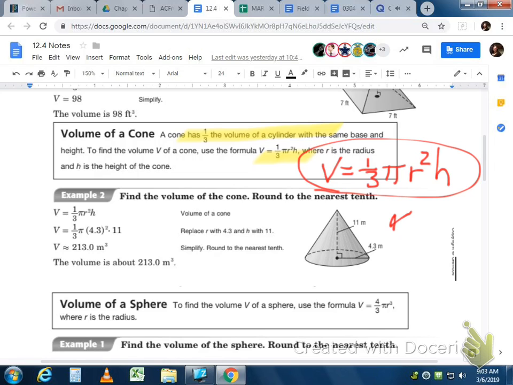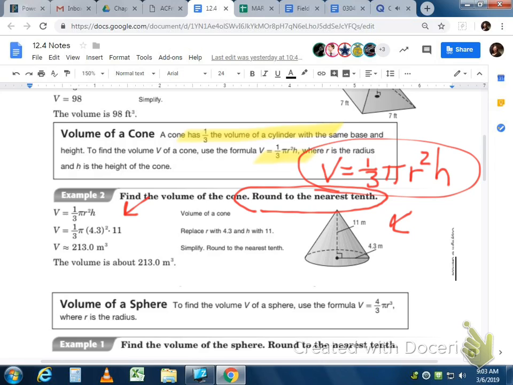We're looking at this cone. It has a radius of 4.3 meters and a height of 11. They're plugging all this in: 1/3 pi 4.3 squared times 11. They're going to use 3.14 for pi, and it looks like they rounded to the nearest tenth because that's what the directions say. So on all these, make sure you follow what the directions say. Yesterday some of the IXLs said round to the nearest hundredth, so please just follow the directions so you get those right.